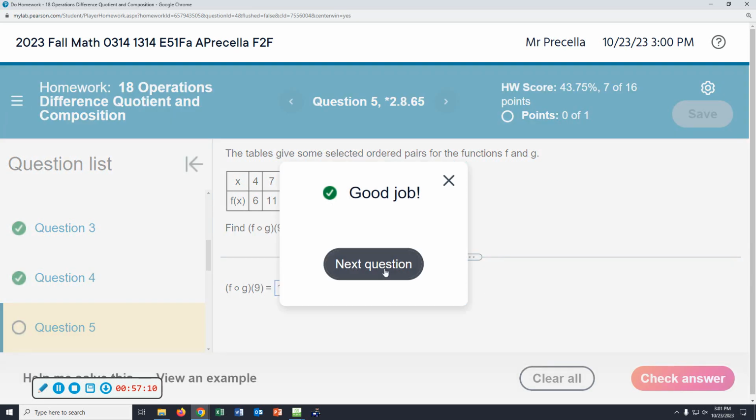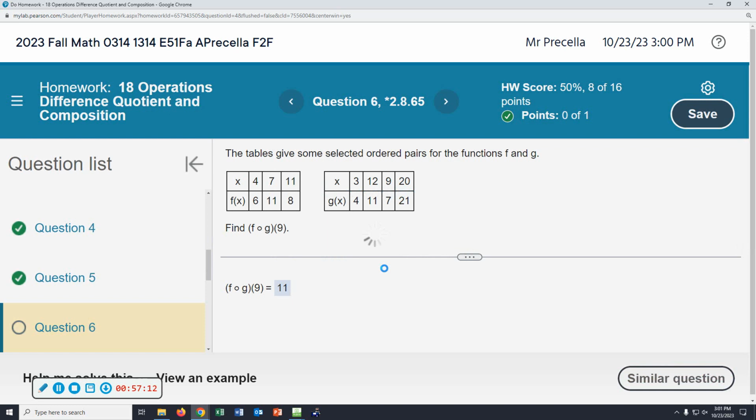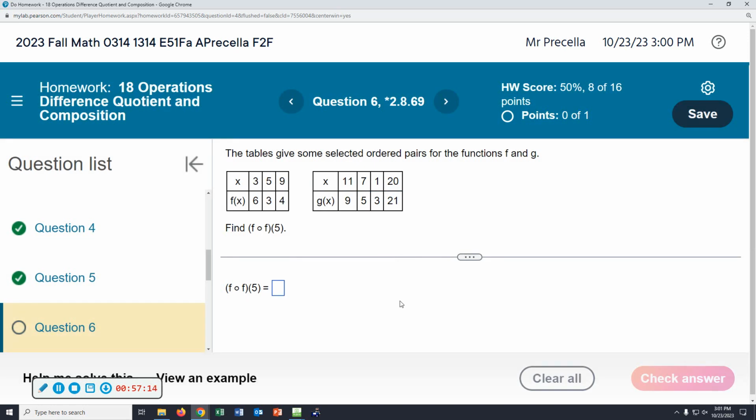There's another table here. Well, that was hardly worth the time of writing out the table. I wasted all that time and ink writing those tables. Let's look at these tables. Look at what you're told to find. It doesn't say f composed with g, does it? Find f of 5, or f composed with f. Do we need the g table?